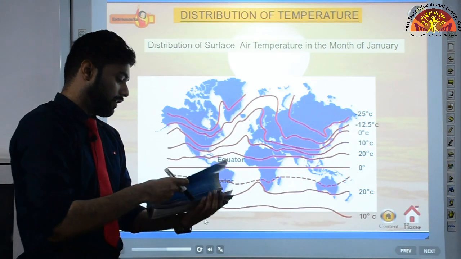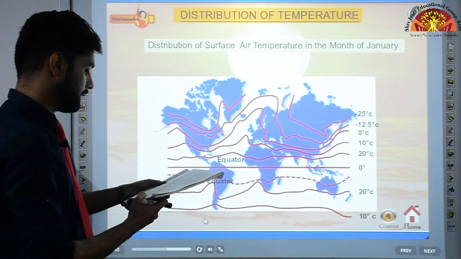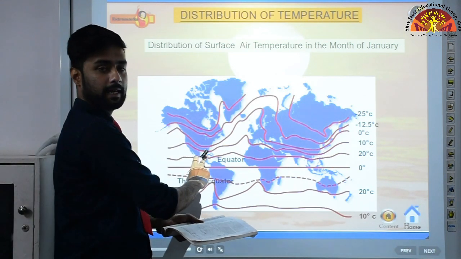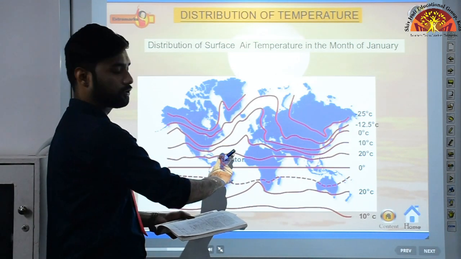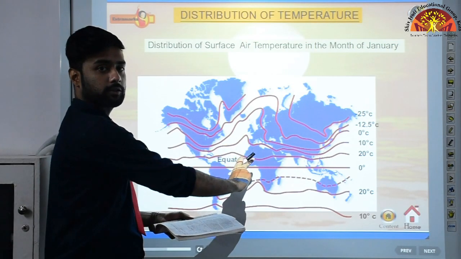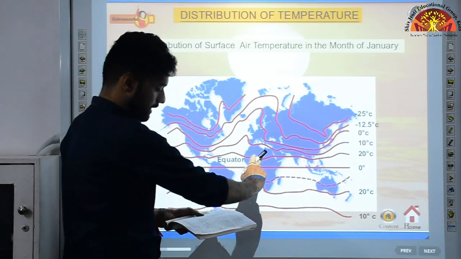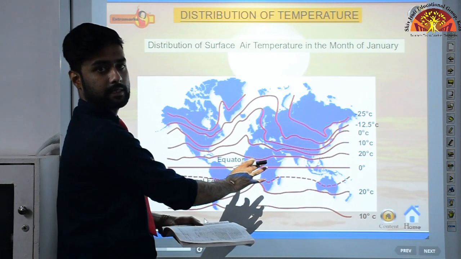Okay, see here, the 20 degree line that we have is connecting North America, Mexico. Okay, then it is passing through the Atlantic Ocean, then it is passing through the continent of Africa, that is Mali and Sudan. These countries it is crossing.